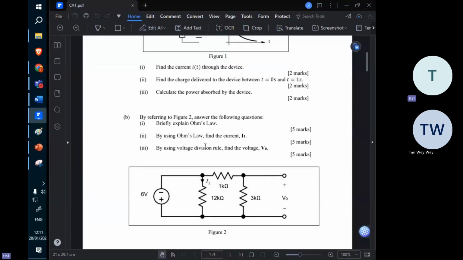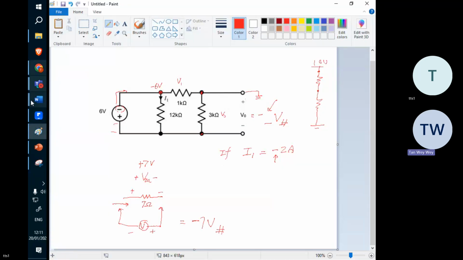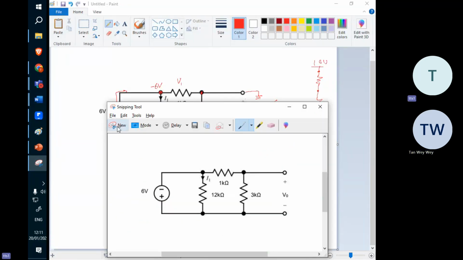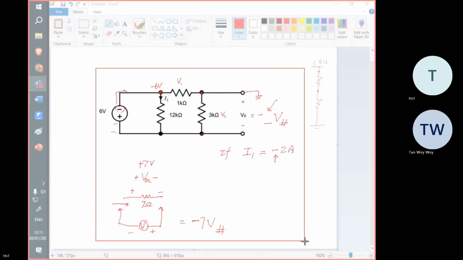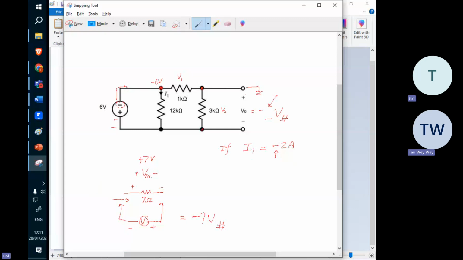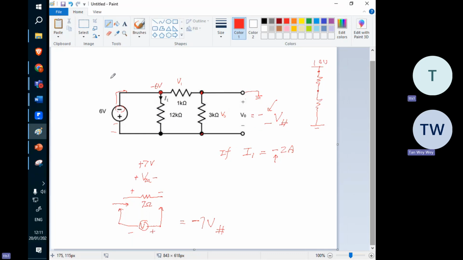So clear about this? How to find the part 3? Do you have confidence? You read this one. This is just an assumption only. This is not true, minus 2 and this is true. It's just an assumption only. Let me take away this.